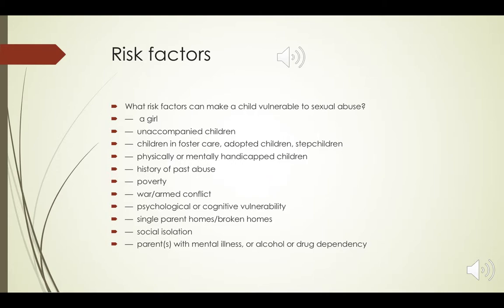Risk factors that can make a child vulnerable to sexual abuse: being a girl, unaccompanied children, children in foster care, adopted children or stepchildren, physically or mentally handicapped children, history of past abuse, poverty, war and armed conflict, psychological or cognitive vulnerability, single parent homes or broken homes, social isolation, parent or parents with mental illness or alcohol or drug dependency.